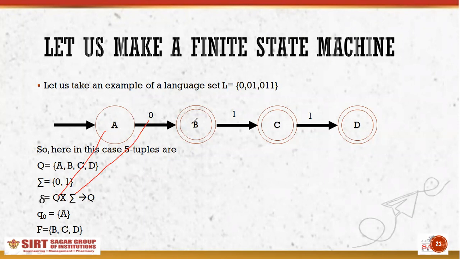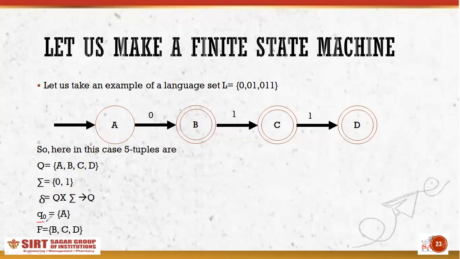Output is some another state. So what I have written in the output side, that I am mapping this to some another state Q. So in this way, I will write the transition function of any finite state machine. Now this will be changing from machine to machine. I'll discuss it in later videos.